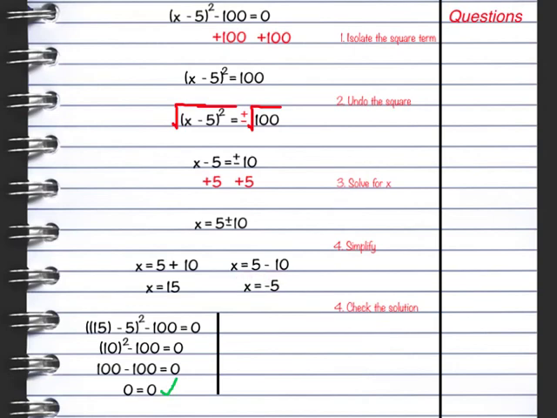Next, let's do the negative 5. Okay, I've got it plugged in. Let's simplify. And I get 0 equals 0, which does prove true. Go ahead and take a moment, pause, and copy.